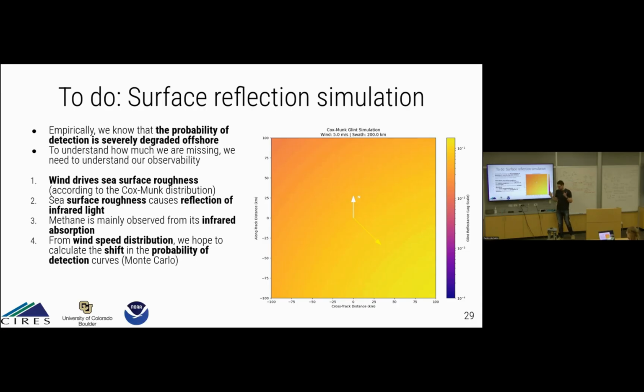So I want to separate one from the other. This is how this usually works. Wind drives sea surface roughness. Sea surface roughness causes reflection of infrared light. Methane absorbs in the infrared. And then from the wind speed distribution that I've shown you before, we hope to calculate the shift in the probability of detection curves using Monte Carlo.